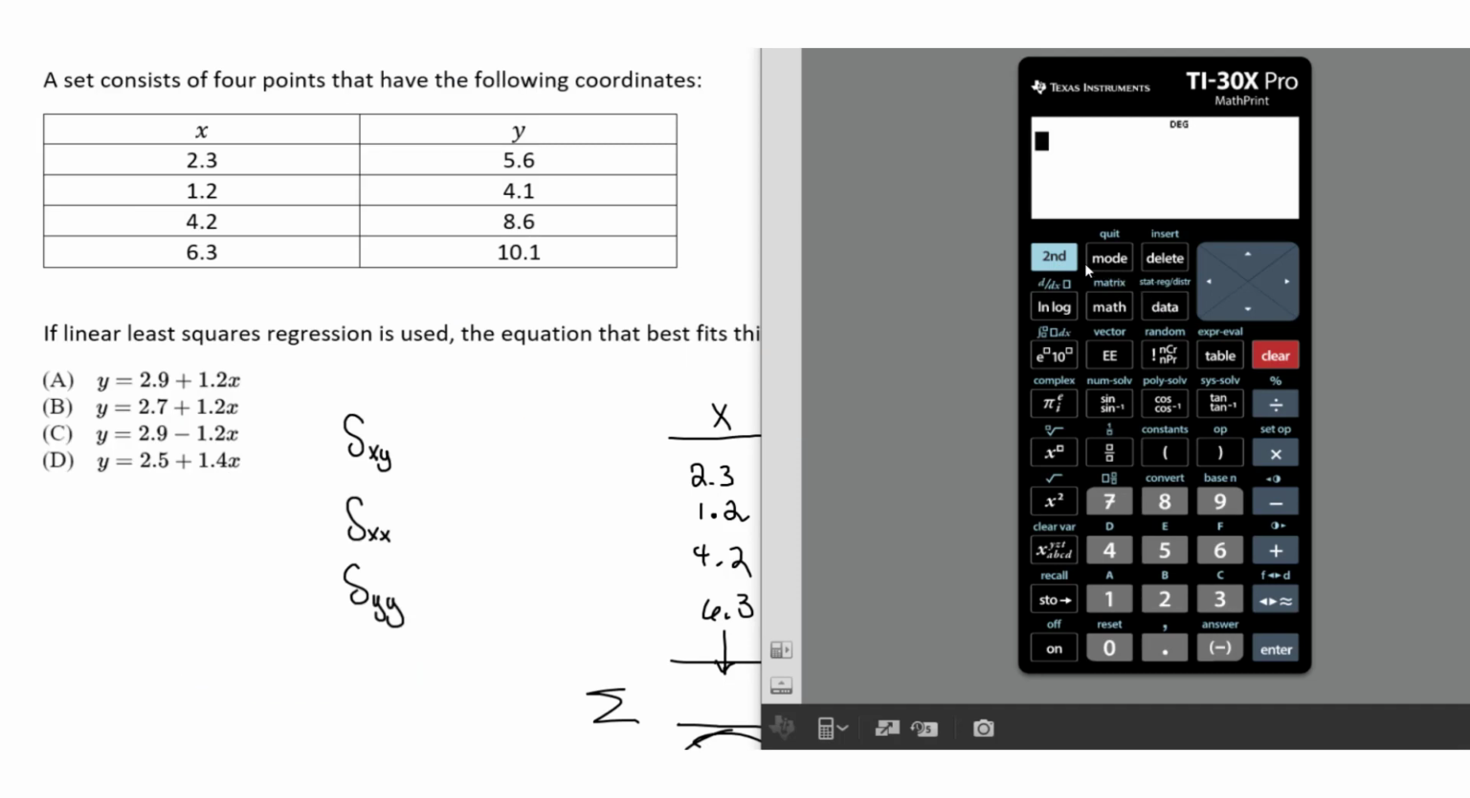So what you do, the first thing always for these probability and statistics questions, is clear the calculator. So go to second, click the 0.